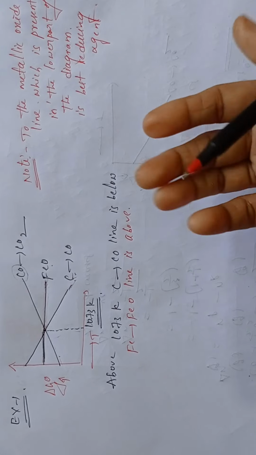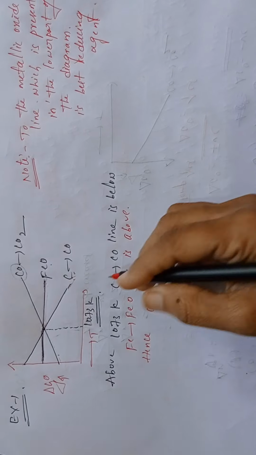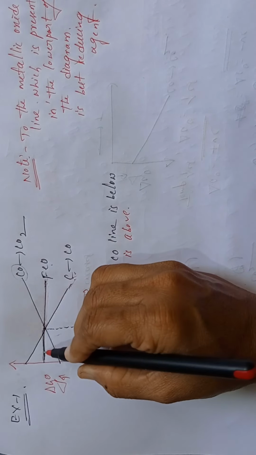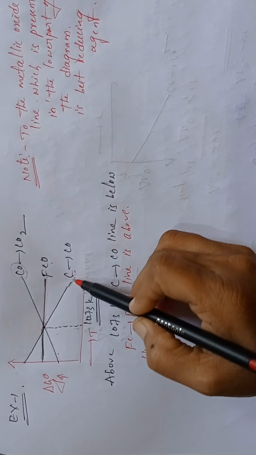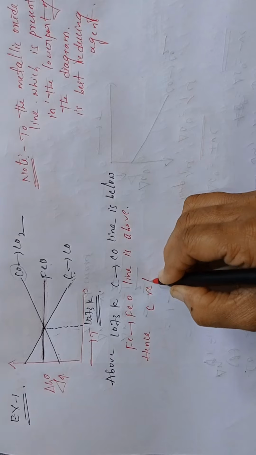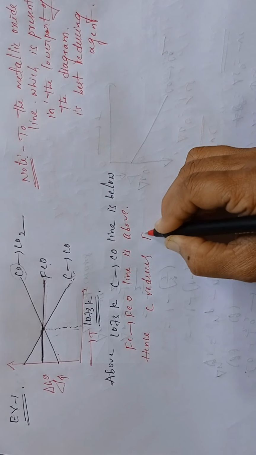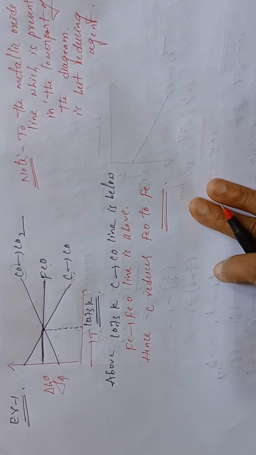Understanding, students? So that's why, hence, carbon is the best reducing agent. To this line, above 1073 I am taking, carbon is the best reducing agent. Understanding? Hence, carbon reduces iron oxide to iron. Are you clear? Iron oxide to iron.